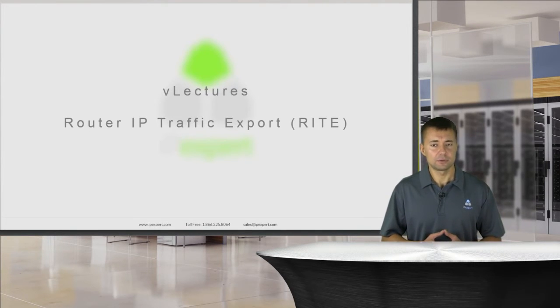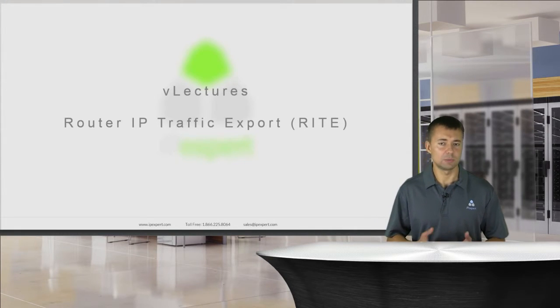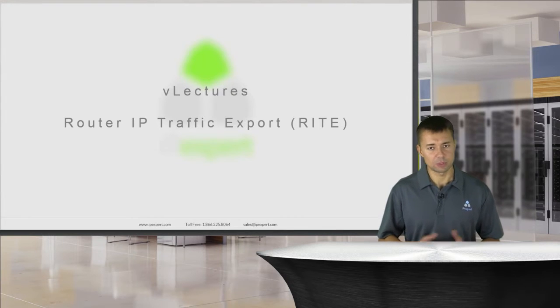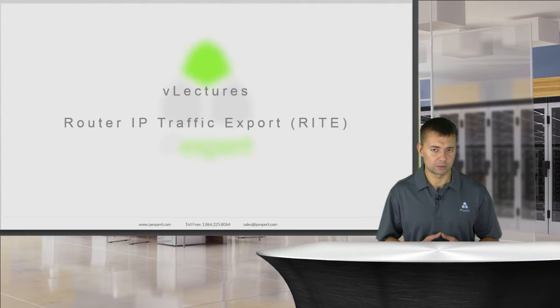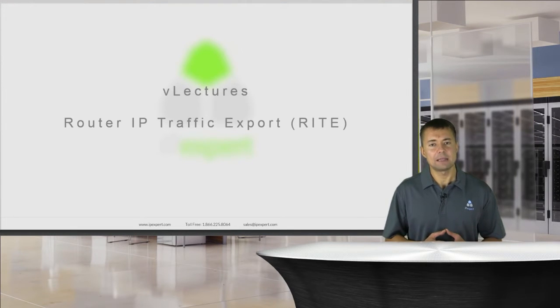What's the benefit of using RITE versus SPAN or RSPAN, which we commonly use in switched environments when we want to copy the traffic from one place to another? The main advantage of Router IP Traffic Export is that it allows you to copy the traffic traversing a non-Ethernet port. It can be a serial interface configured with, let's say, Frame Relay or PPP encapsulation. You can copy the traffic traversing such an interface to a different point.